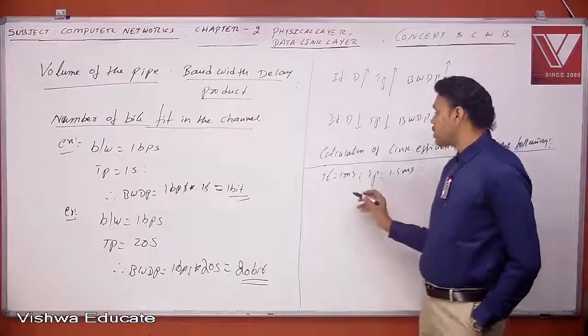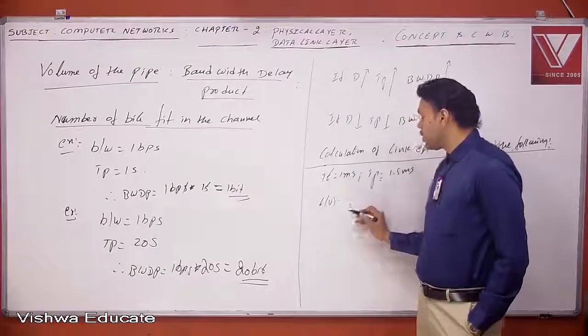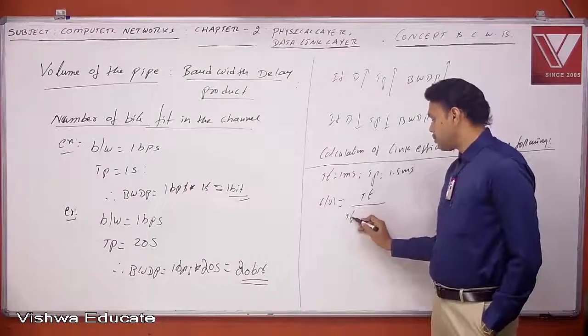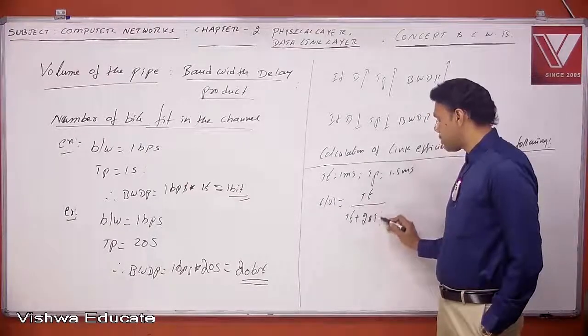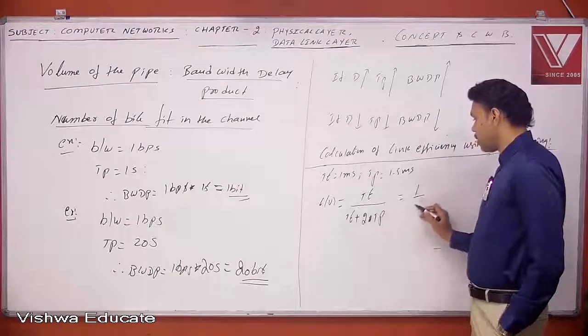Now here, what is going to happen? What is the link efficiency? Here we are saying Tt by Tt plus 2 into Tp, which is 1 by 4.